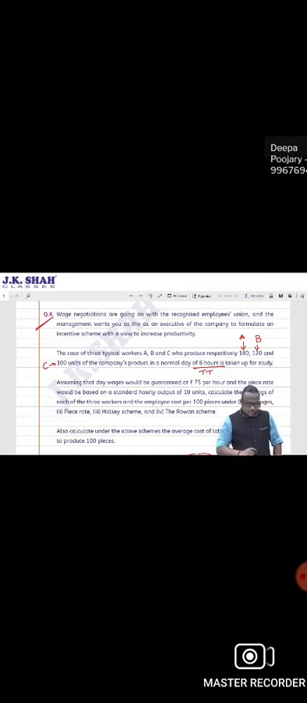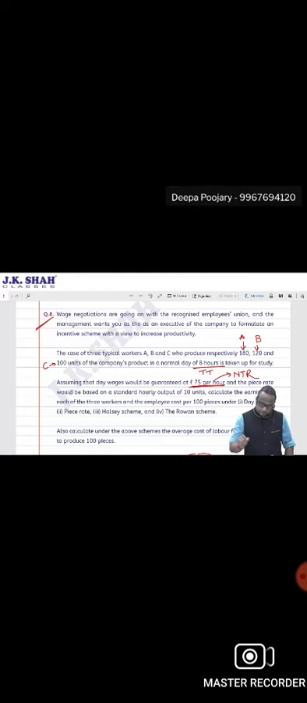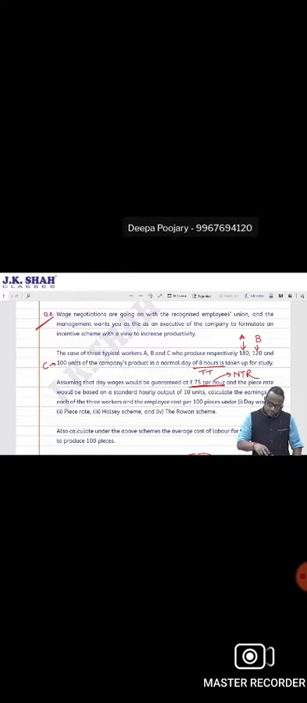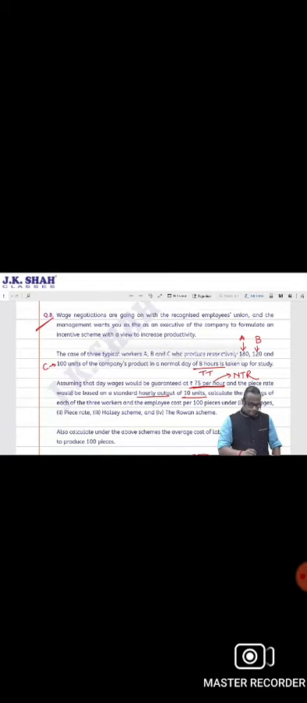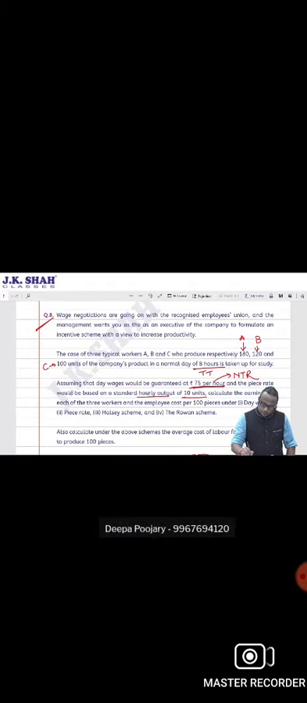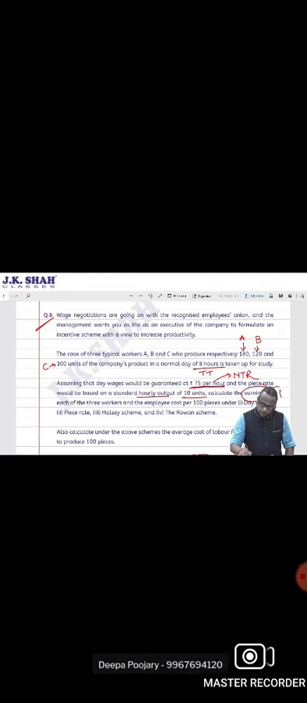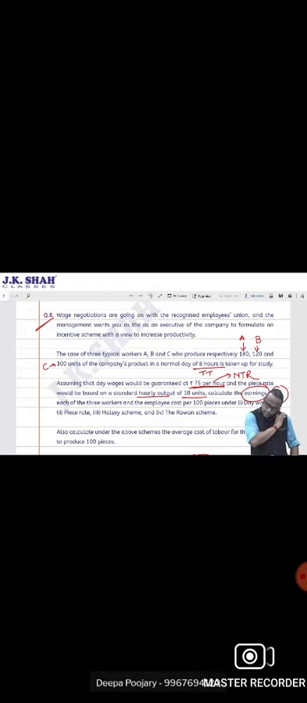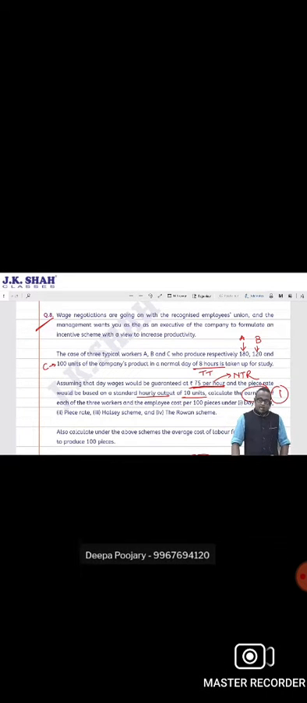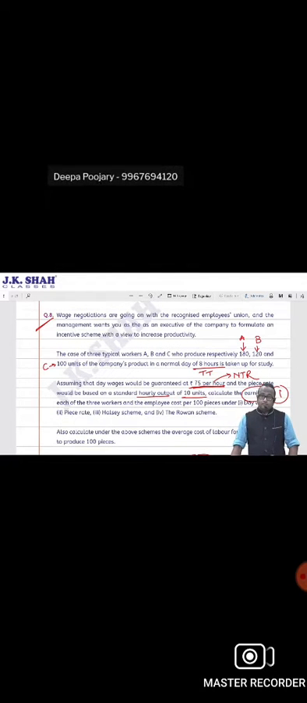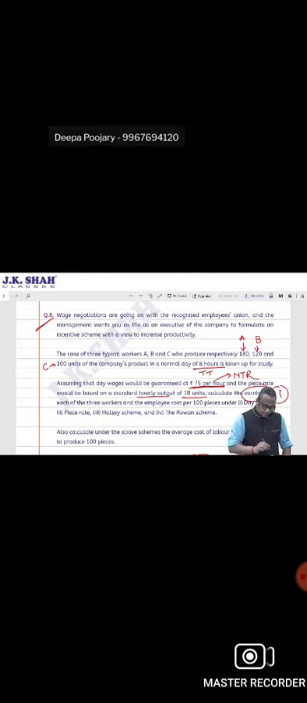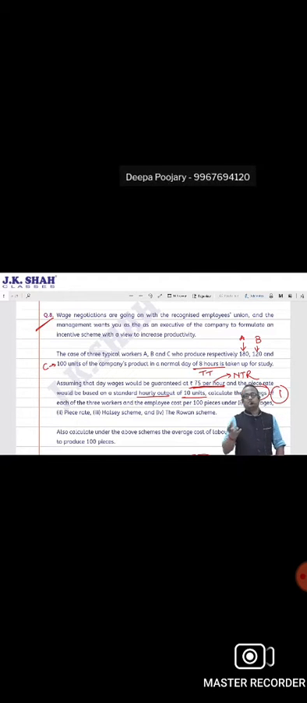Assuming that day wages would be guaranteed at 75 per hour. 75 per hour is nothing but your normal time rate. And a piece rate would be based on a standard hourly output of 10 units. Calculate what? Earnings of, this is the first thing which is asked, earning of each of the three workers and employee cost per 100 pieces. As per day wages, piece rate, I'll say, and row 1, quite similar to the previous one.